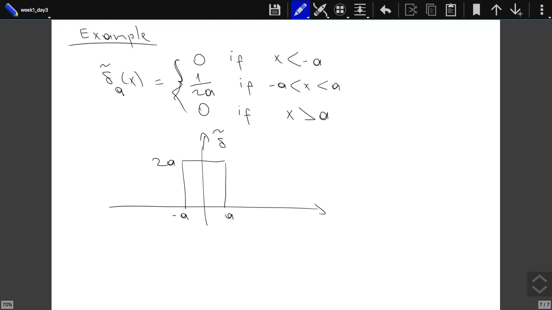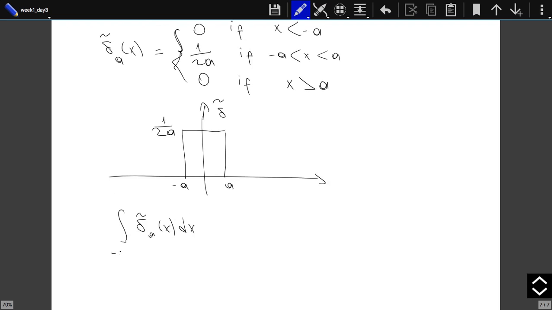Now, of course, this depends on a. The height is 1 over 2a. Yeah, 1 over 2a, you're right. The area under this rectangle is always 1. So the integral of Dirac delta tilde a of x dx, let's say from minus infinity to infinity, this is always 1, independent of the value of a.